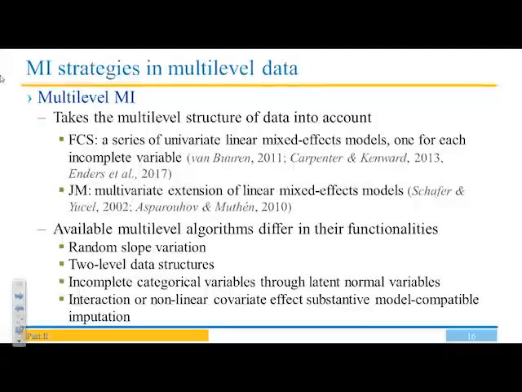Over the past 2 years, there have been several packages available, especially in R, that you can use to implement multi-level multiple imputation. However, they differ in their functionality and ability to account for the random effects. For example, only a few of them can account for the random slope variation. Most of them are limited to the 2-level data structure, and some of them can handle missing data in categorical variables, some not, and maybe 1 or 2 of them can account for the interaction terms and the nonlinear association in the imputation model.